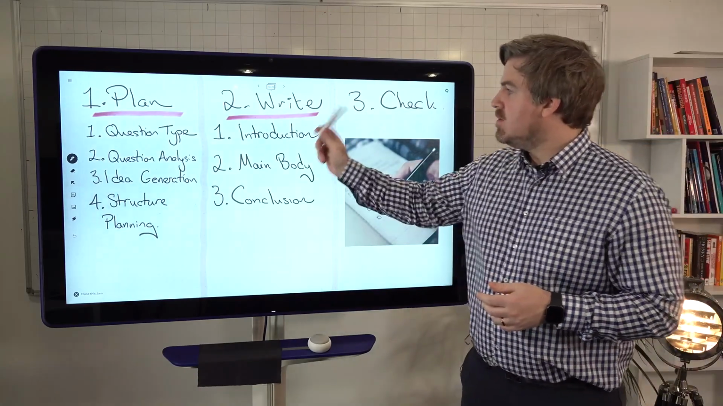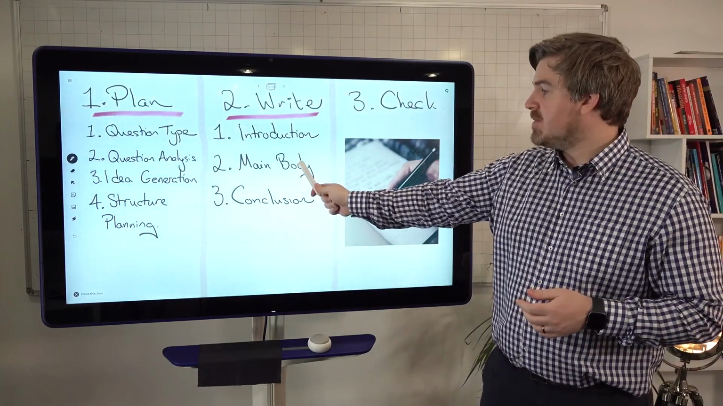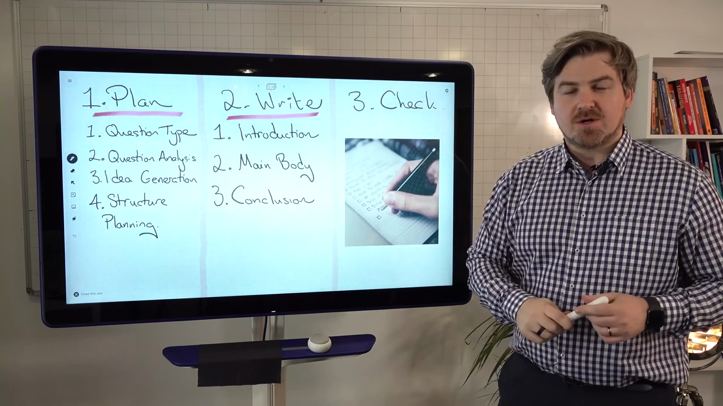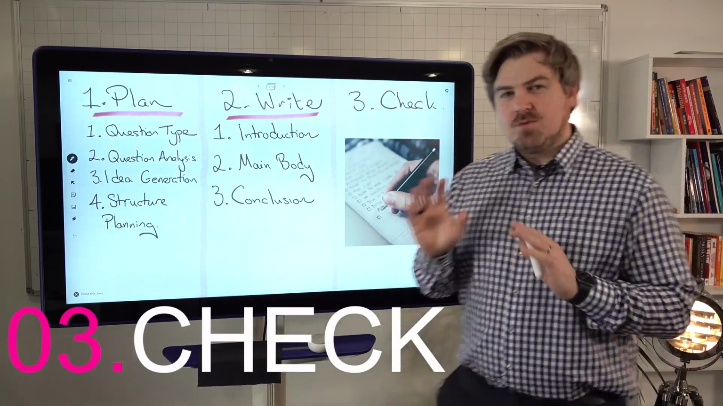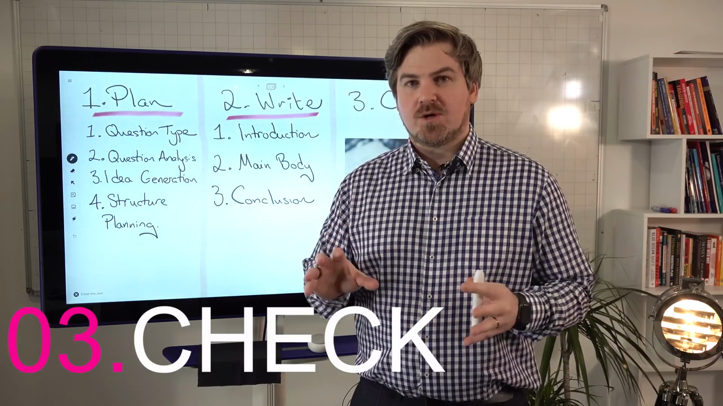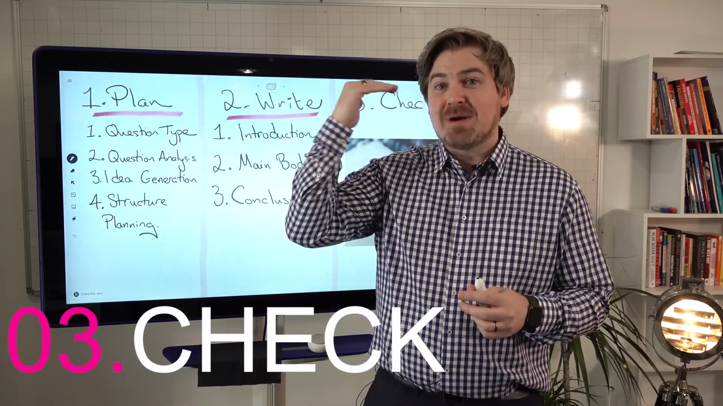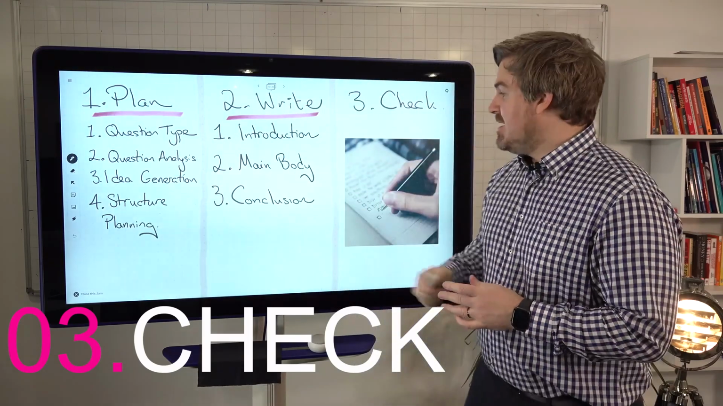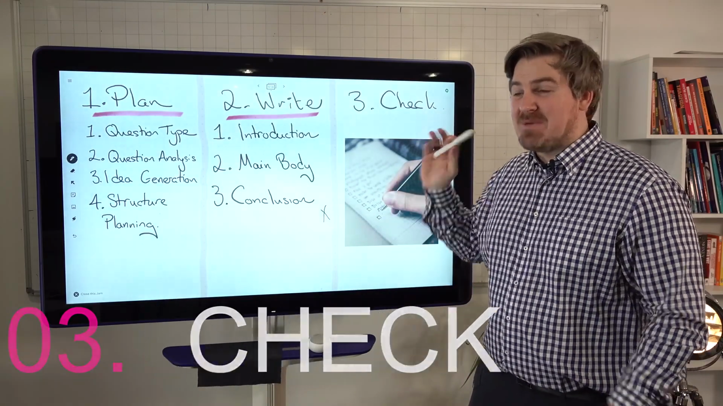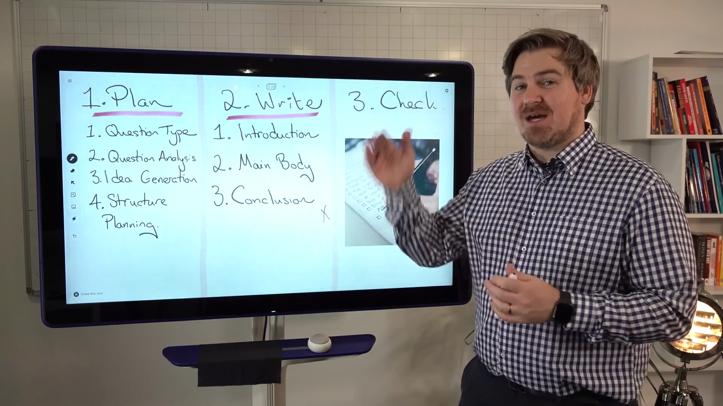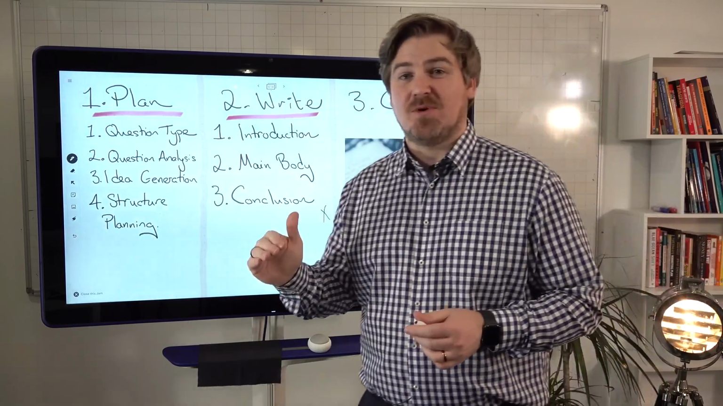Okay, so we've written our introduction, we've written our main body paragraph, and we've written our conclusion. Finally, we need to check everything. You wouldn't believe the number of students that I work with that are at a band 7 level up until this point, and then they don't check it. They make a few little errors and that drops them down to a 6.5.